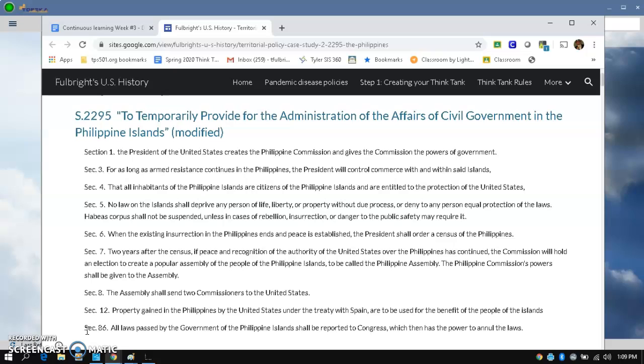Section 86. All laws passed by the government of the Philippine Islands shall be reported to Congress, which then has the power to annul the laws. So essentially, this piece of legislation is going to maintain United States control over the Philippines. If the Filipinos stop rebelling against us, we're going to help them create their own government. But when you look at all the details of this, who's really in control of the government? It appears the United States would be.